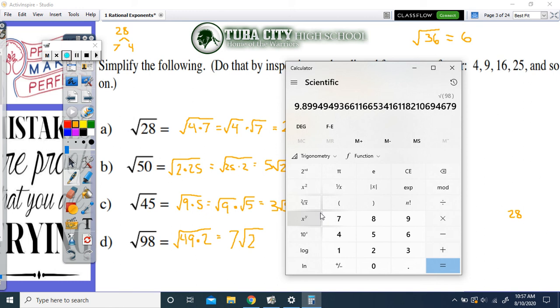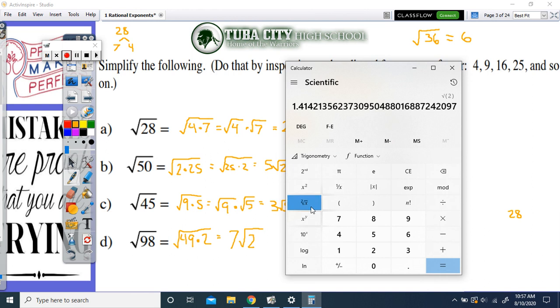So in this case, I get 9.899, and I'm just going to go to 3 decimal places. That's common. 9.899 is this number. So I took the square root of 98. Now I'm going to find the value of this one, and it should be the same thing. It should be 9.899. So clear that off, and I'm going to take the square root of 2.